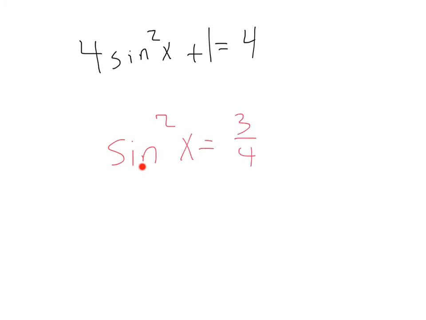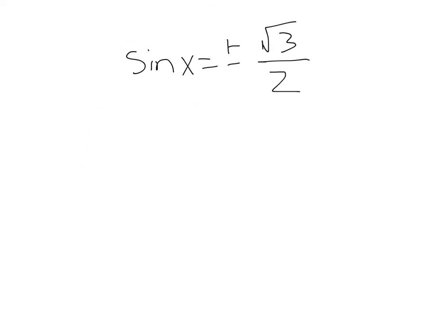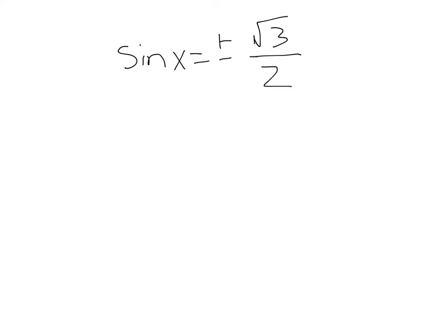And to solve for sine x, since it's squared, let's square root both sides. Don't forget the plus or minus. That's going to leave us with sine x equals plus or minus the square root of 3 over 2. Now, going from here, let's put this on our coordinate plane.